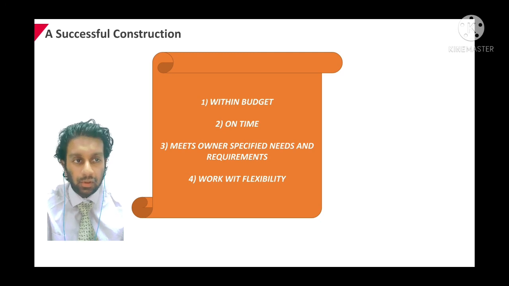The fourth one is work with flexibility. There is no tension, there is no rushing in work, and everything goes smoothly and flexibly, and that's where the work will be successful.